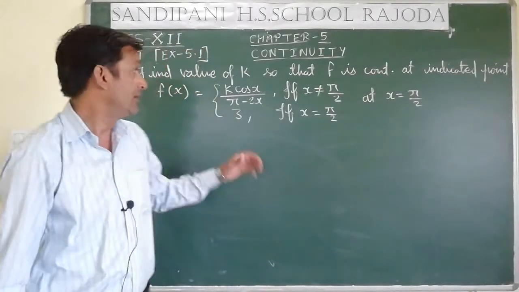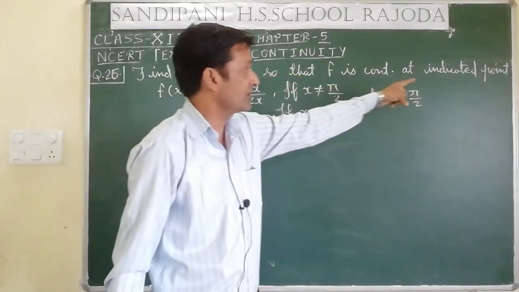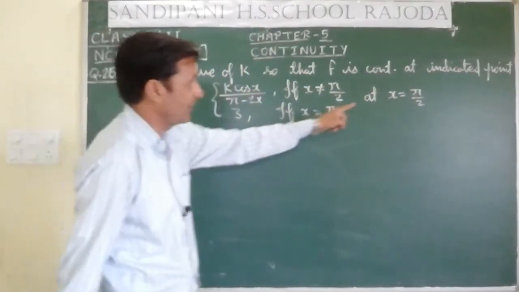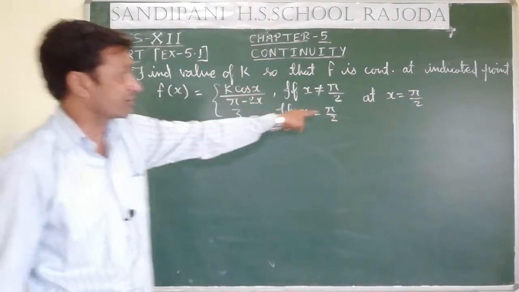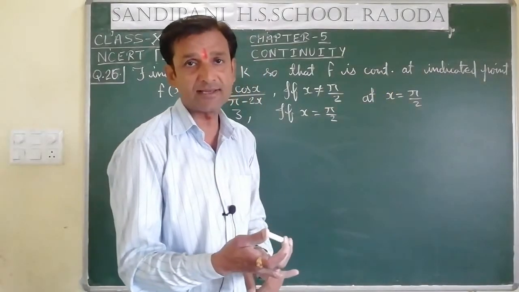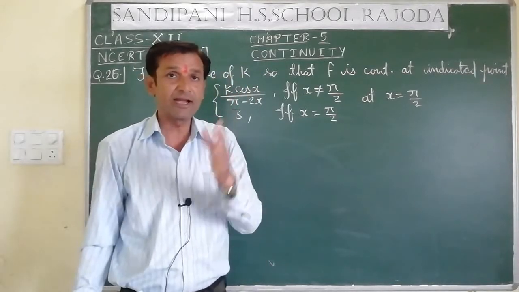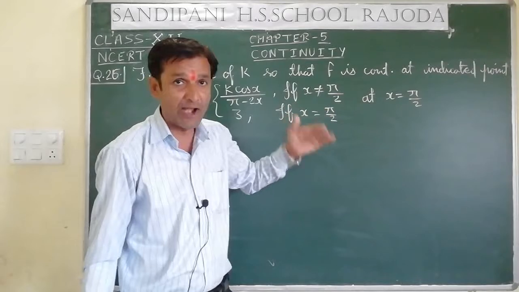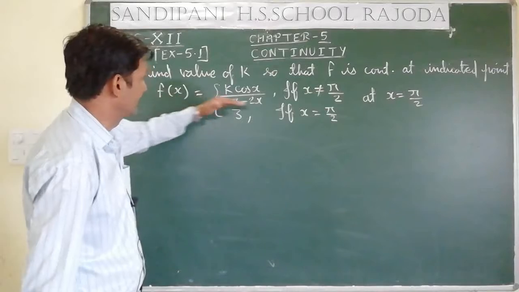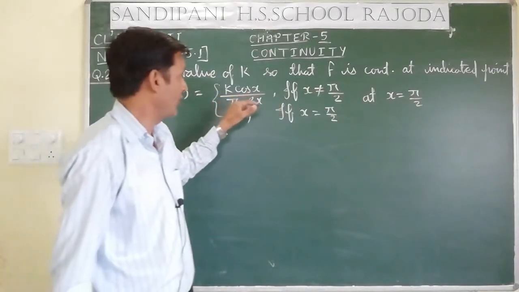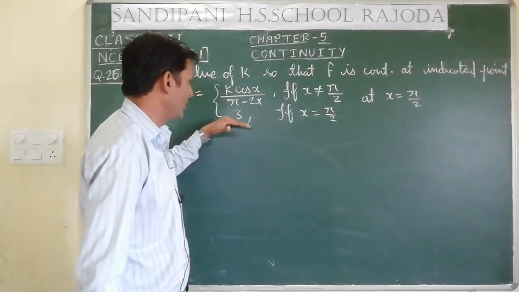Listen students, it is a very important question. Find the value of k so that f is continuous at the indicated point. This is the indicated point, x is equal to pi by 2, and it is clearly mentioned there that it is continuous. It means we will have to put LHL is equal to f of pi by 2 is equal to RHL, and for that we have to find the value of k, which is unknown here in this part of the function. For less than or greater than pi by 2 the function is this, and for equal to pi by 2 it is 3.